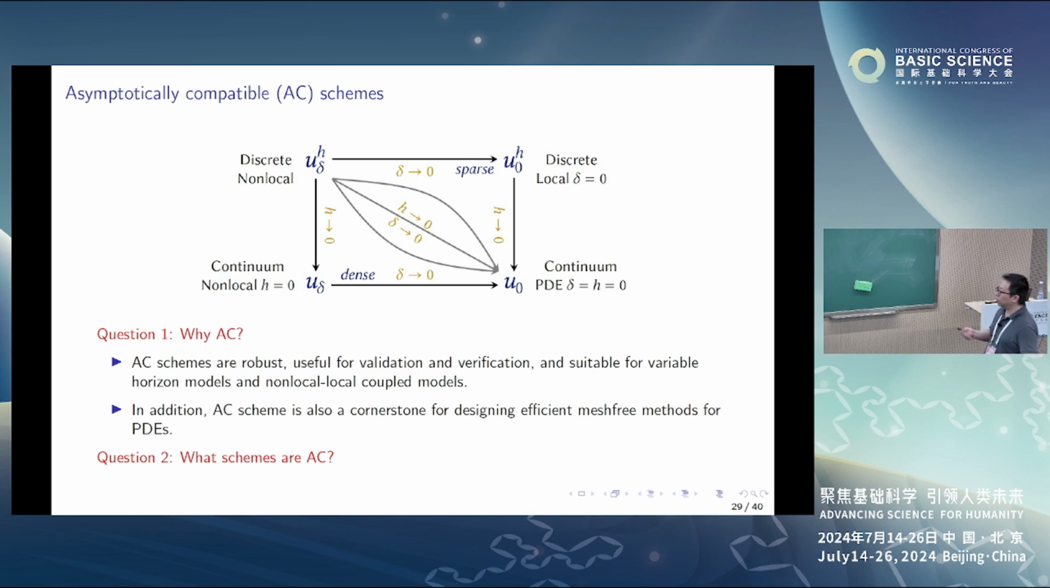For example, if you consider the nonlocal-local coupling model, or the nonlocal coupling model with different nonlocal horizons, the AC scheme is very useful. Besides, the AC scheme is also very important when we design mesh-free methods for local PDEs, as I introduced before in the SPH method. Then the next question is, what schemes are AC?